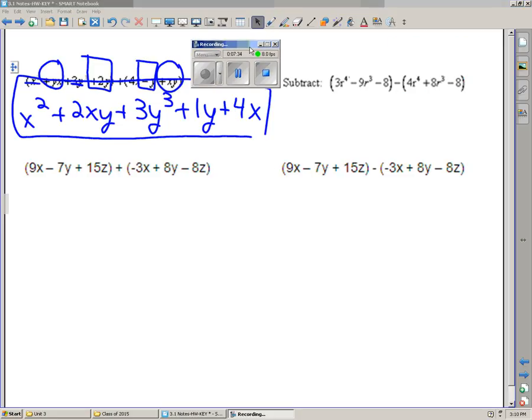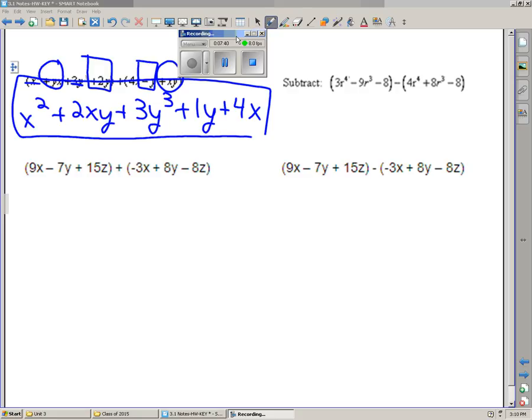This next guy, subtract. Keep change all, or just subtract. I'm going to see if I've got any like terms anywhere, and I do. I've got 3r to the 4th minus 4r to the 4th. I know that's -1r to the 4th. This time I'm not putting the ones. So 3r to the 4th minus 4r to the 4th is -1r to the 4th.